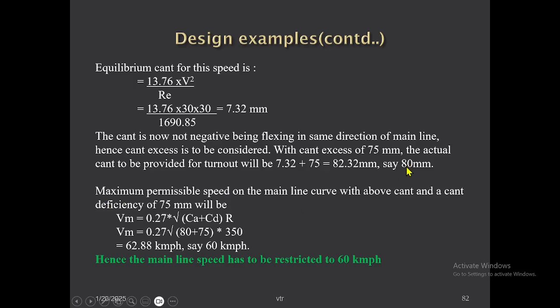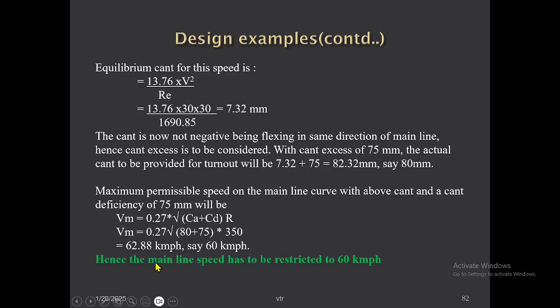Using this actual cant, we can calculate the maximum permissible speed on the main line curve. As usual, our relation is 0.27 into root of (Ca plus Cd) into R. The radius of our main line curve is 350. Here 80 is the actual cant provided, plus the cant deficiency we also permit. Availing the cant deficiency of full 75 mm, we work out the maximum permissible speed, which comes to around 62.88 kmph, say 60 kmph.